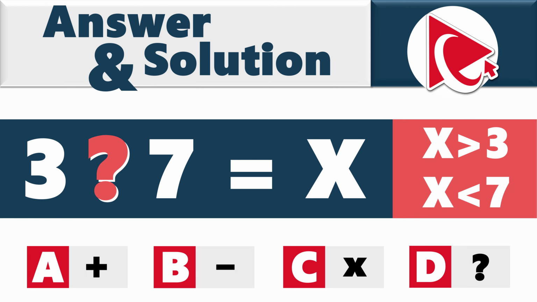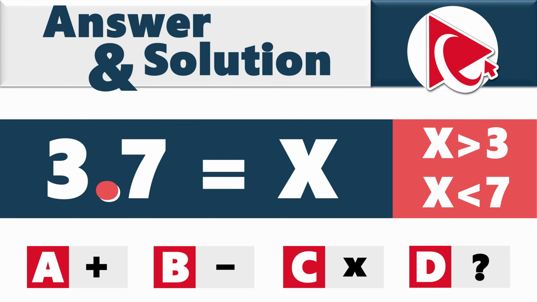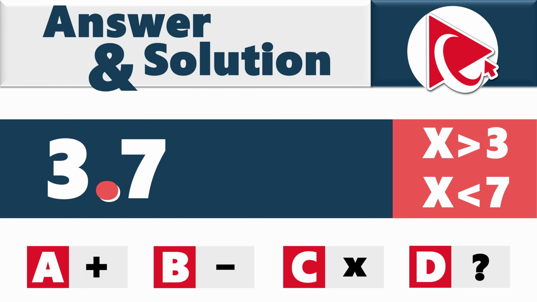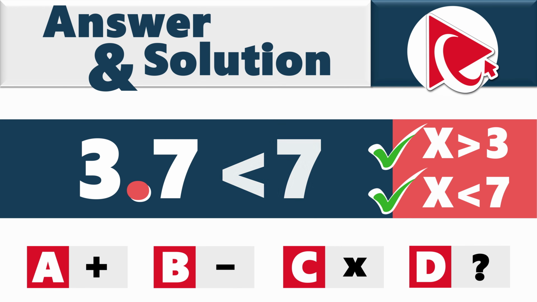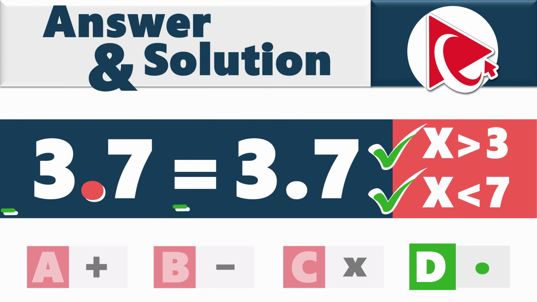That there is no sign here that actually solved this challenge. That's because these signs are too basic for this puzzle party. Here comes the hero, the dot sign. Sneaky and clever, it slides between 3 and 7, turning them into the cool team of 3.7. All we need to do now is to verify the answer. 3.7 is greater than 3, and 3.7 is less than 7. So the correct answer here is dot sign, and the answer is 3.7.